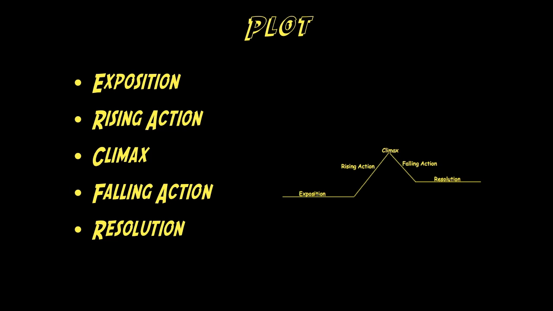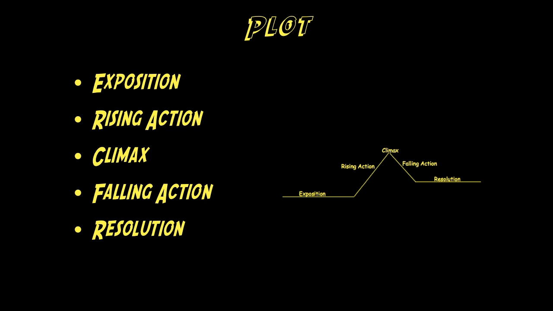We start off with this flat line. We can write exposition on it. Then we have our rising action going up from there. The rising action goes up to this turning point at the top. It's like a little peak. That's our climax. Then we come back down from there with our falling action, and we finally end up leveling off with our resolution. Let's go ahead and look at each of these 5 parts independently.